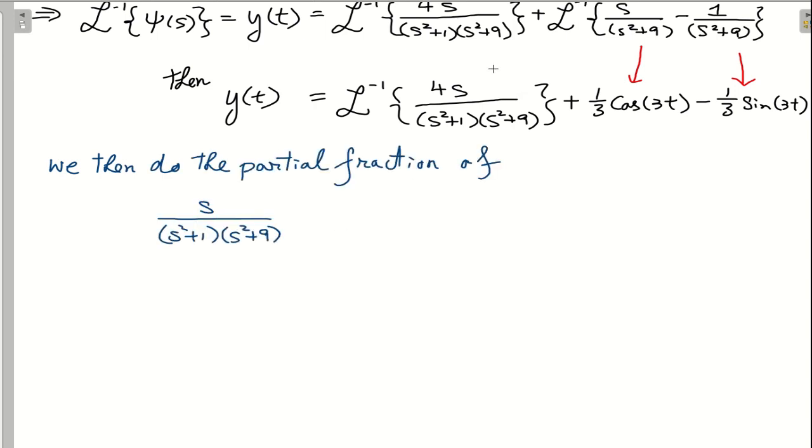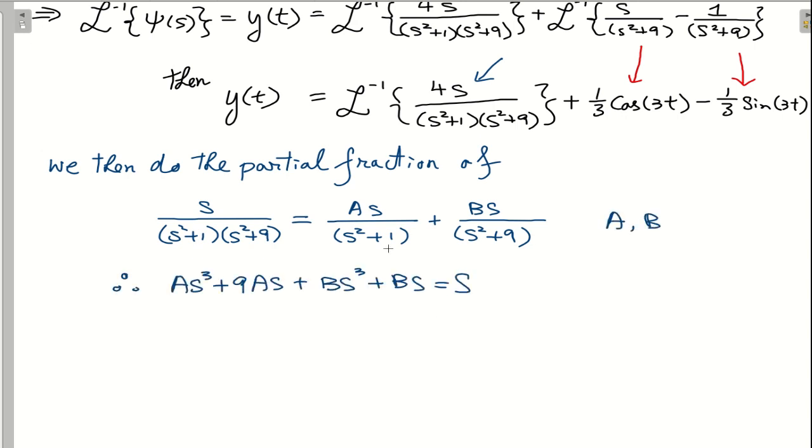And then if we want to solve this inverse Laplace of 4s over s squared plus 1 times s squared plus 9, we have to first do the partial fraction of s over s squared plus 1 times s squared plus 9. So this is equal to, after the partial fraction, as over s squared plus 1 plus bs over s squared plus 9, where a and b are constants. And then we can generate this equation: as squared plus 9as plus bs squared plus bs equal to s, because this one is equal to s.